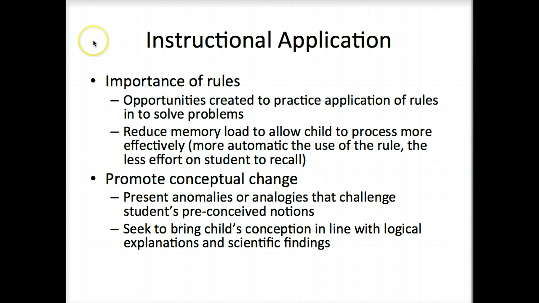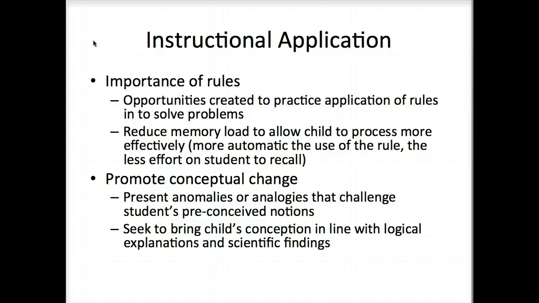There's the idea of the importance of rules. Opportunities should be created for them to practice rules as they're learning those problem-solving processes. And you want to reduce the memory load and make it more automatic so that the student is able to apply the rule more quickly, and therefore they are more likely to use it.